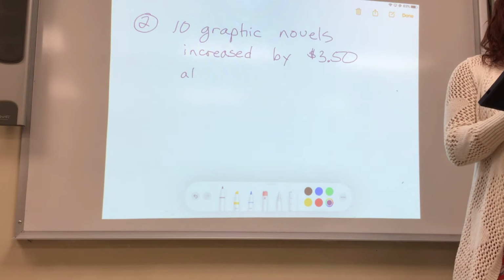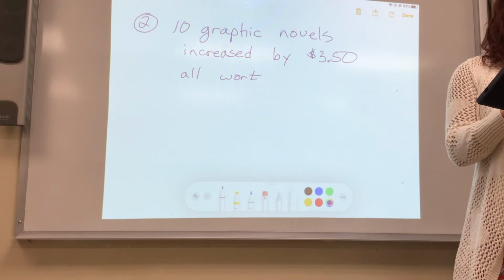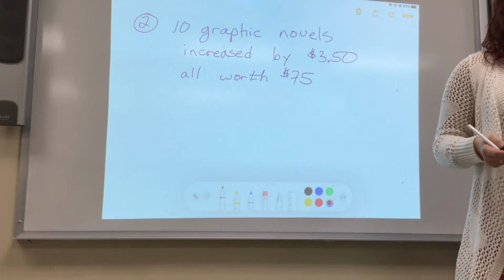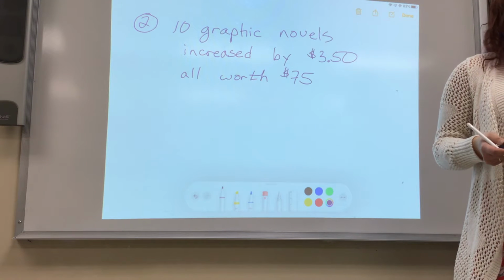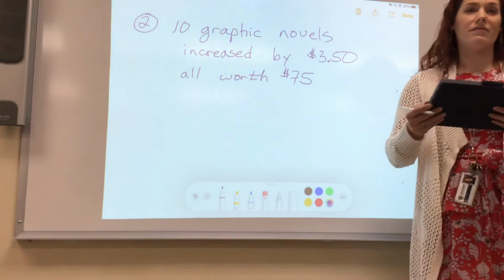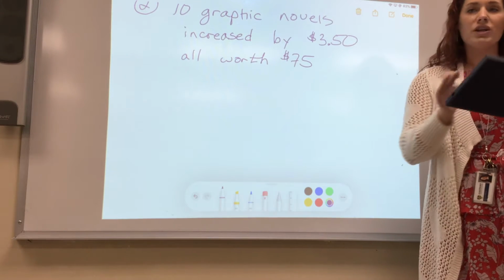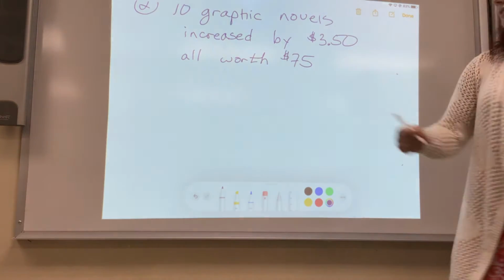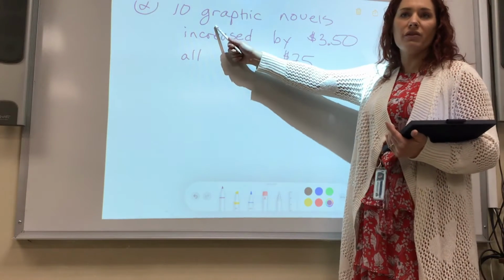How much are they all worth? $75. That's pretty much what they told us. All worth $75. So when you find the total cost of something, like if you've got 10 graphic novels, how would you find the total cost?